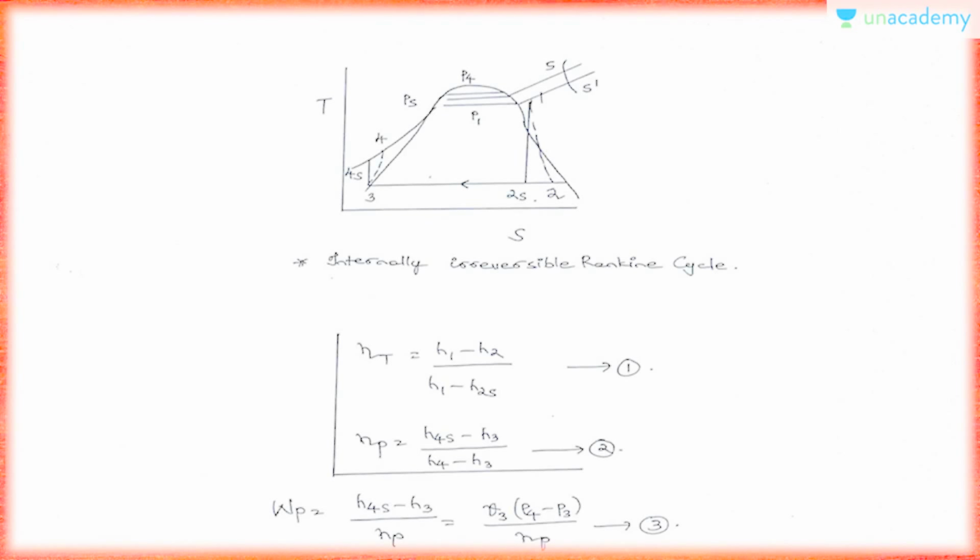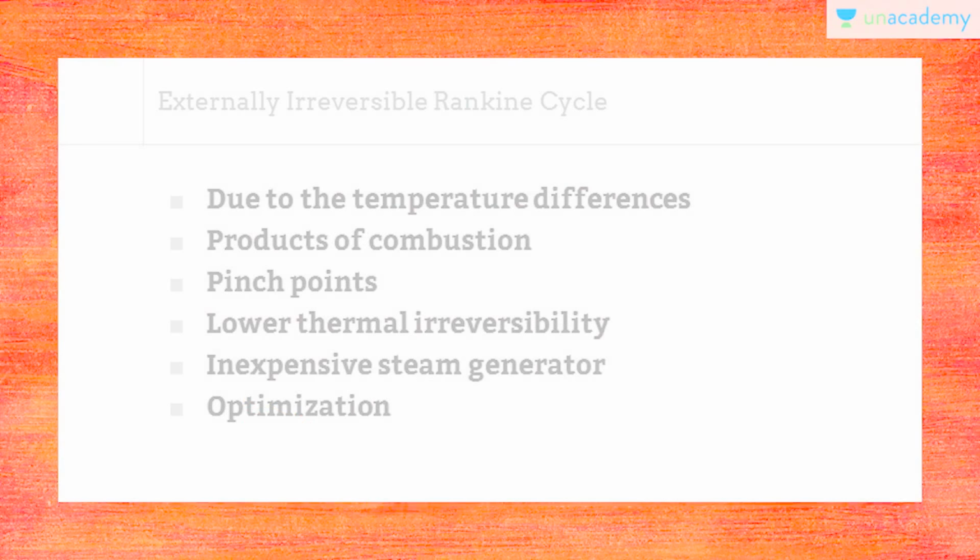So I was telling 5 dash to 5, all those which I have explained in the previous slides, you can put over here, and the formulas which I had told, the turbine efficiency, pump efficiency and the work of the pump are mentioned over here. So let's move on to the externally irreversible Rankine cycle.